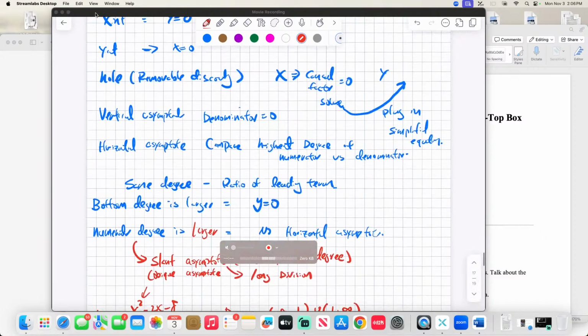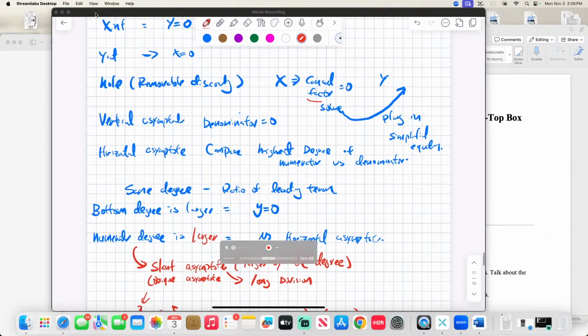For a hole, it's the canceled factor. You set the canceled factor equal to 0 and plug into the simplified equation. Once you simplify and plug in, you should get the y value. And then you're going to get x and y. Usually you're going to get x and y coordinates.